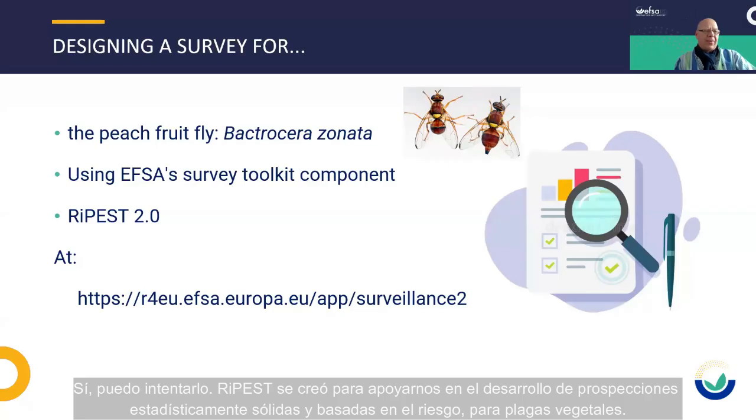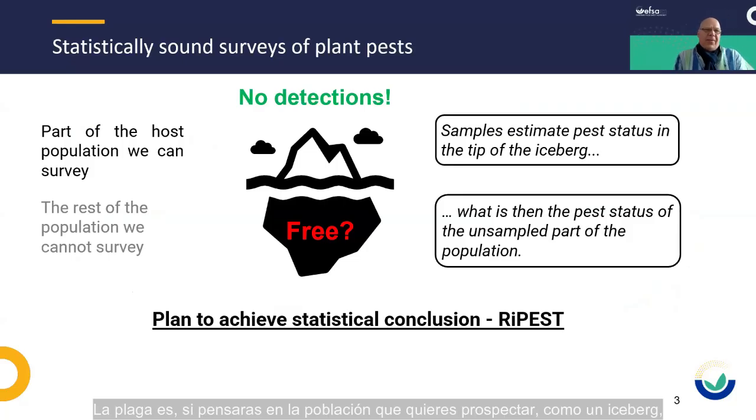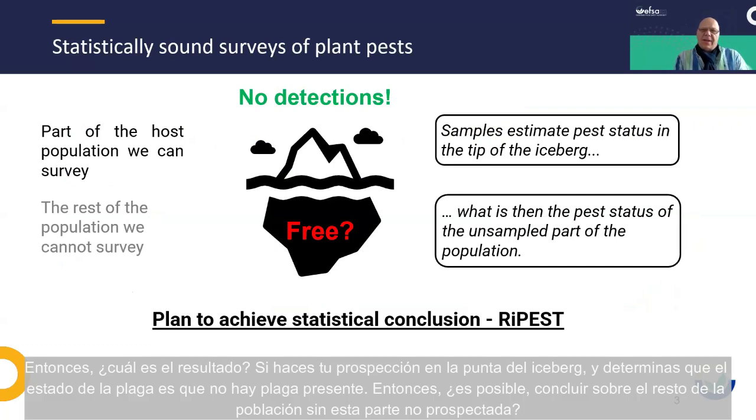Yeah, I can try. So RiPEST was made to support us in developing statistically sound and risk-based surveys for plant pests. So where does statistics come in here? The best is if you think about the population that you want to survey as an iceberg. So you can only survey the tip of the iceberg while the rest is hidden. So what is the outcome if you do your inspection on the tip of the iceberg and you find a pest status that there is no pest present? What is it possible then to conclude about the rest of the population, about this unsampled part?